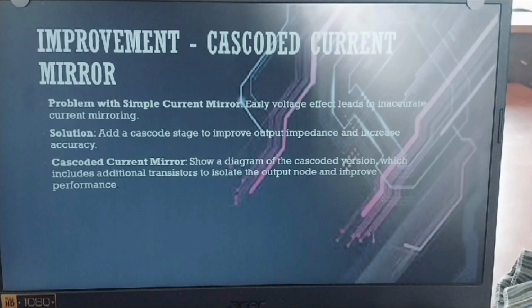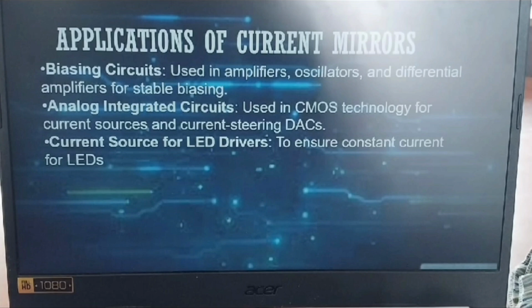Next we're going to see the applications of current mirrors. Why are current mirrors used and where are they used? Current mirrors are used in biasing circuits, amplifiers, oscillators and differential amplifiers for stable biasing. In order to make a stable biasing, we use these kinds of current mirrors. And in analog integrated circuits, we also use these current mirrors. They are used in CMOS technology for current sources and current steering DACs. They are also used as a current source for LED drivers to ensure constant current for LEDs. So these are the applications of current mirrors.